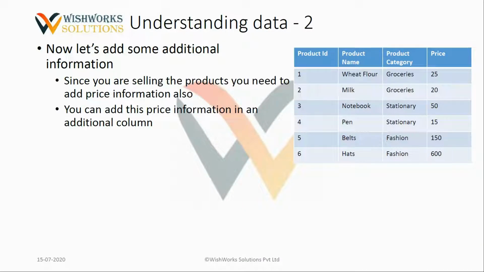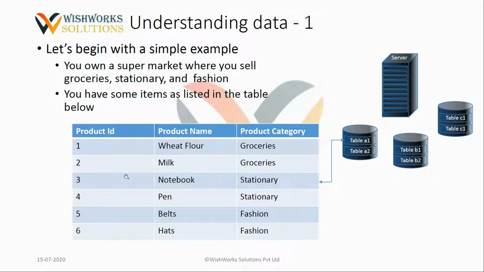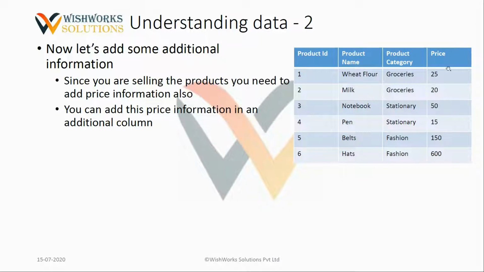So let's add some additional information. If you look at this, here you have the items listed, but you don't know the price of the items. Since you are selling them, you need to add the prices. So how do you add the prices? It's pretty simple. You add a column.